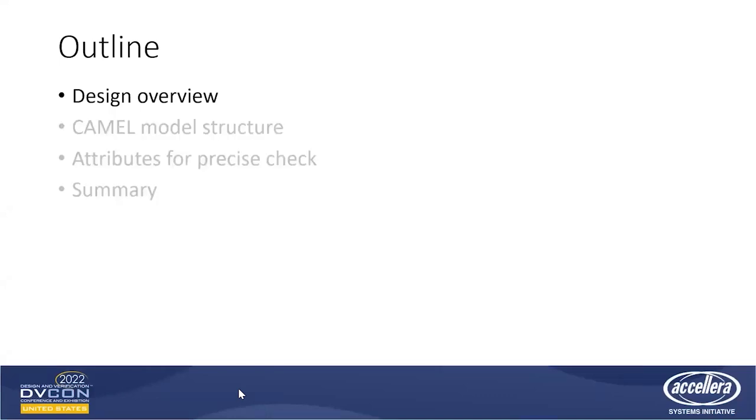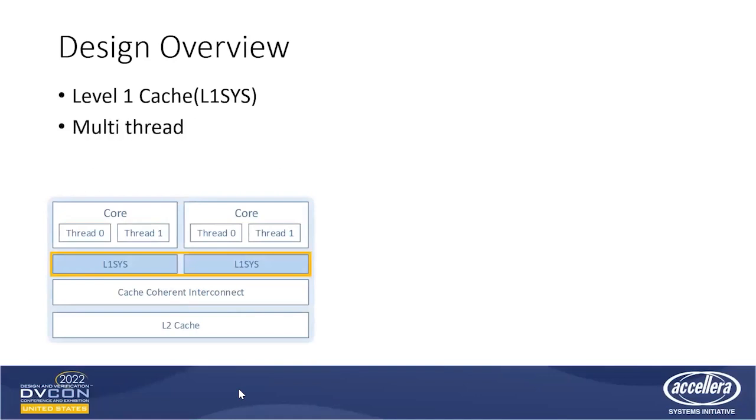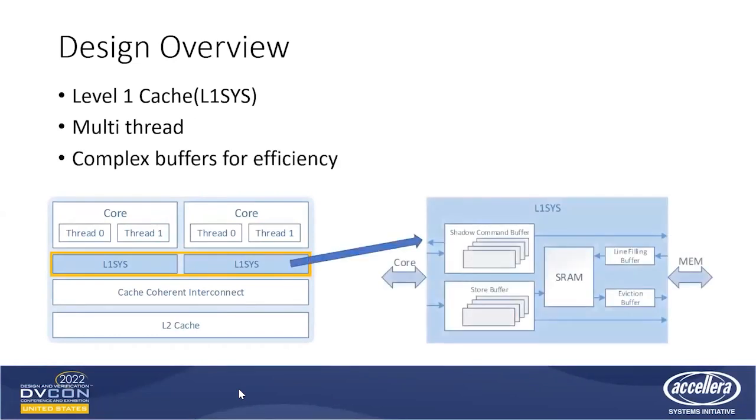First, let's focus on the design overview. Our DUT is the level 1 cache of a CPU IP design, and I'll call it L1S in short in the following introduction. To reach high performance, the core supports multi-thread. Each thread is independent. And also for high performance, L1S has many internal buffers to increase the efficiency of load and store instructions.